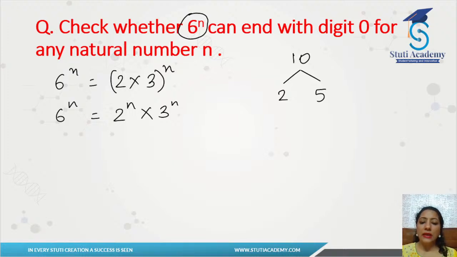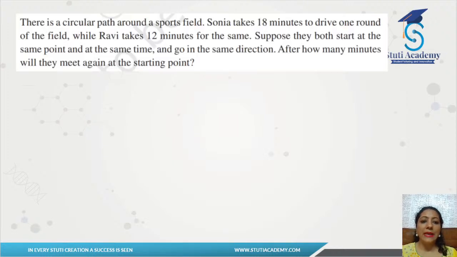Now we'll continue with the same exercise, where we had LCM and HCF concepts. This question I've taken from NCERT. There is a circular path around a sports field. Sonia takes 18 minutes to drive one round of the field, while Ravi takes 12 minutes for the same.